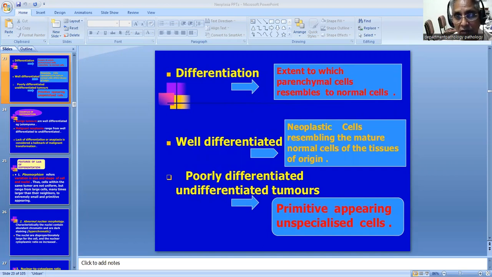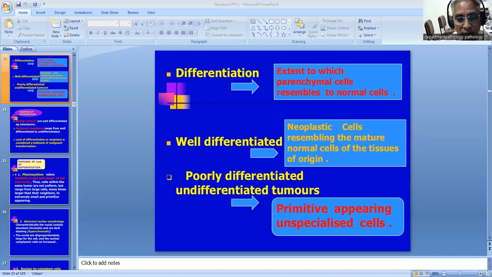So today we are discussing another aspect of neoplasia. Yesterday we discussed general aspects of neoplasia. So today we are discussing what is differentiation. Differentiation is the extent to which parenchymal cells resemble the normal cells.